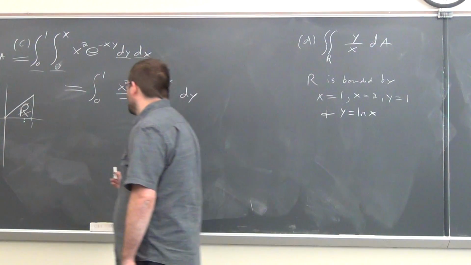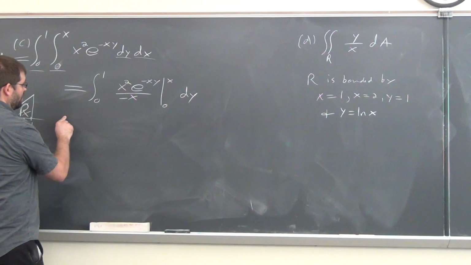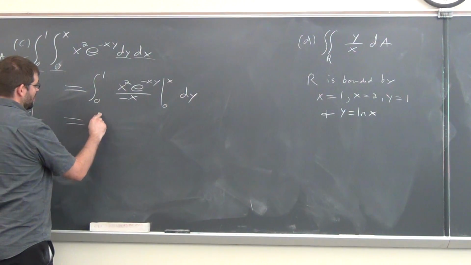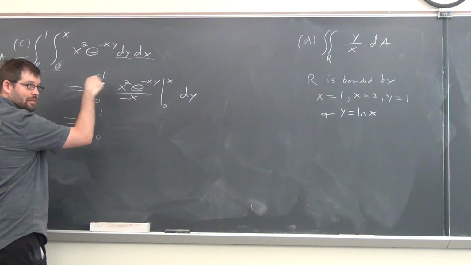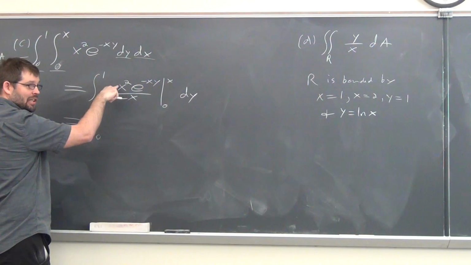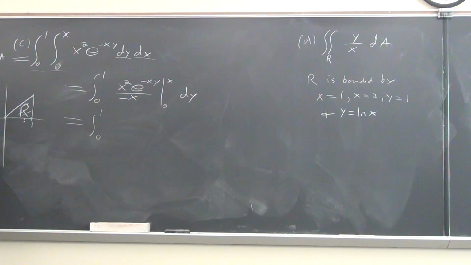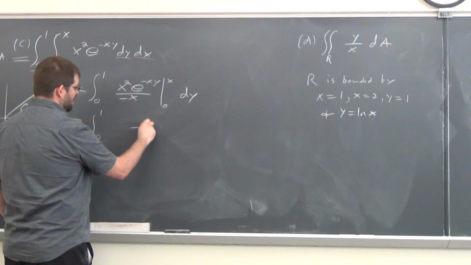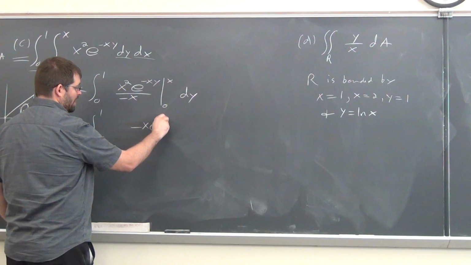Okay, so let's go through this one. What did you get when you plugged in? First of all, the x and the x squared will cancel, right? So you're just going to get -x there. And then when you plug in x, you should get negative x e to the -x squared, right?